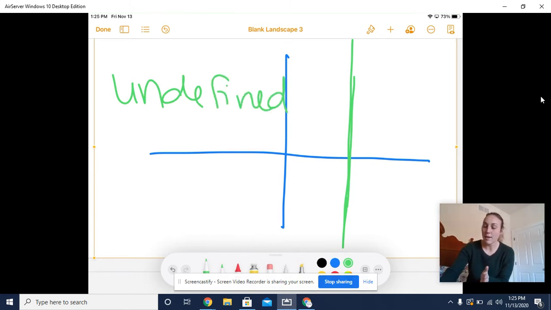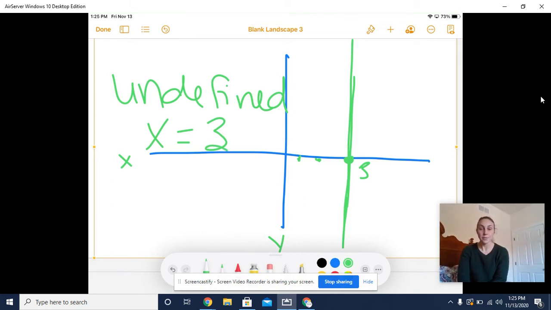And this would be the same as x equals wherever this line passes on the x-axis. This is the x-axis, this is the y-axis. And let's say this was 1, 2, 3. That would mean that this line passed on the 3 on the x-axis. So this would be the same as x equals 3. We will talk more about this in later episodes, but I did want to show you what an undefined line looked like.